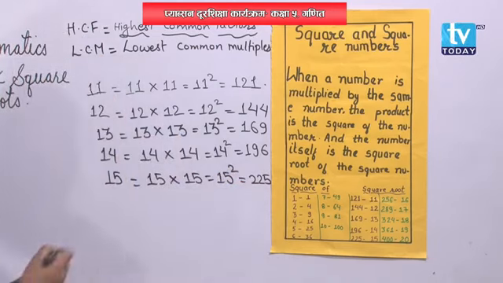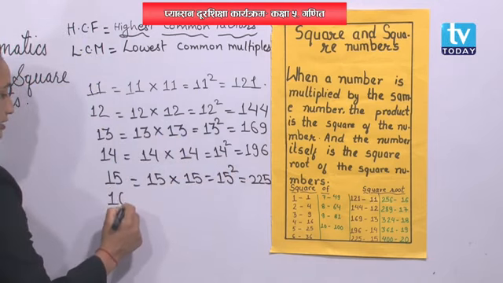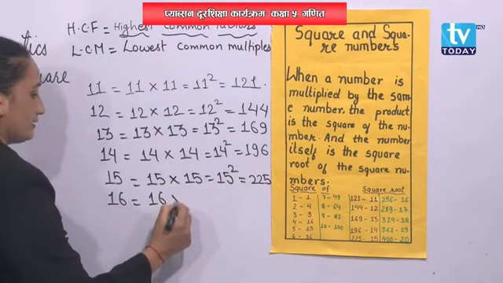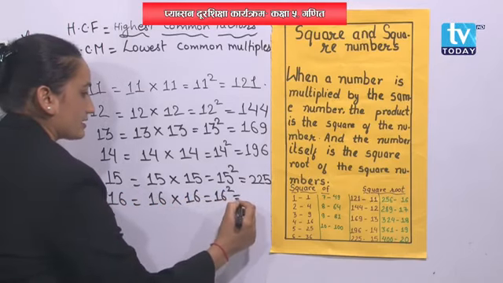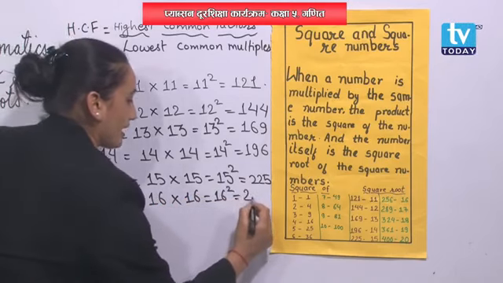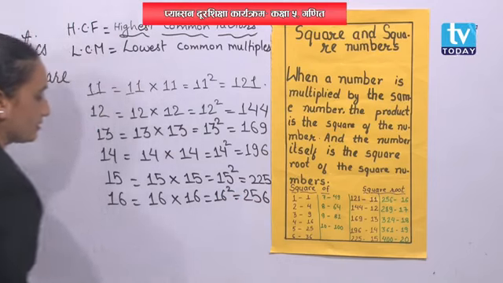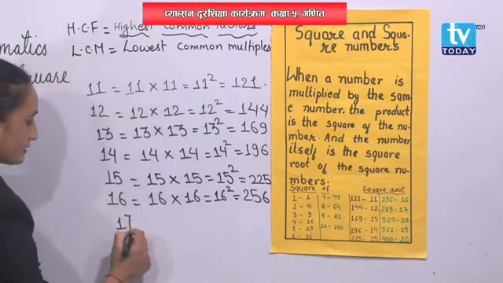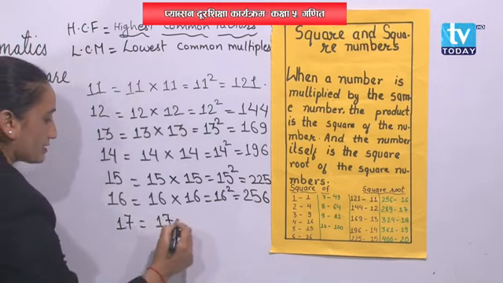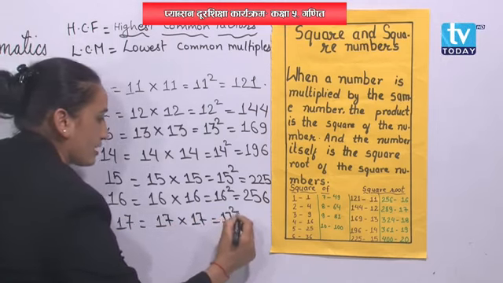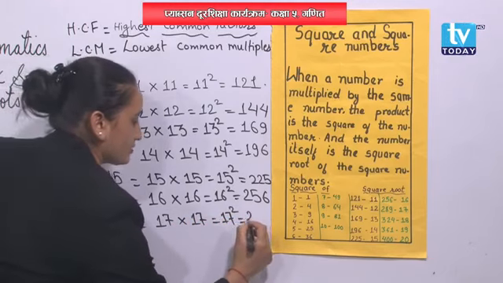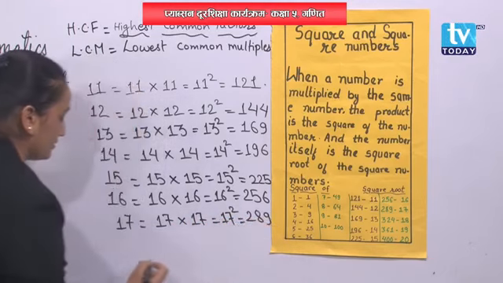Same like 16. 16 into 16, that is 16 square. 16 square means it's 256. Now 17. 17 into 17 equals 17 square. The answer is 289.